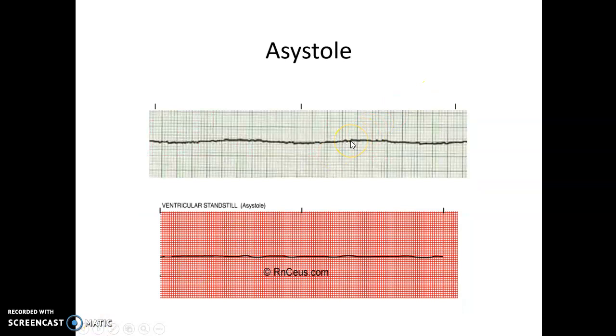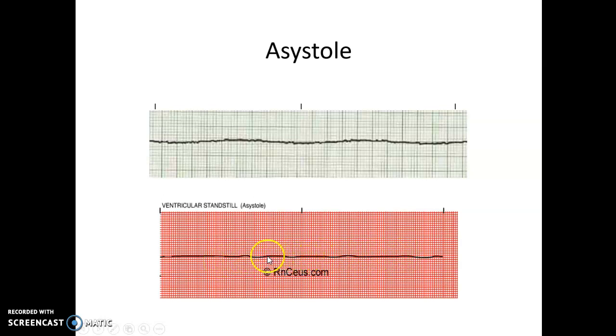This top strip here, same thing, in 6 seconds. You can see I have no beats, no P waves, no QRSs, no waveforms of any kind. So we're going to refer to that as asystole. Again, it can also be called ventricular standstill. And it basically means there is nothing left of the heart. Here's another example here in this bottom one. Again, in 6 seconds, you can see that even though it's not 100% flat, there is really just nothing there.